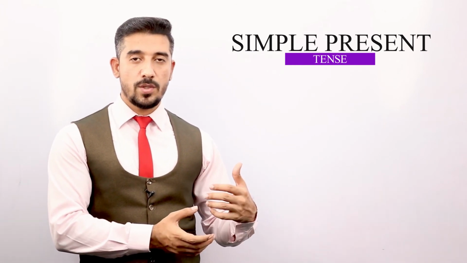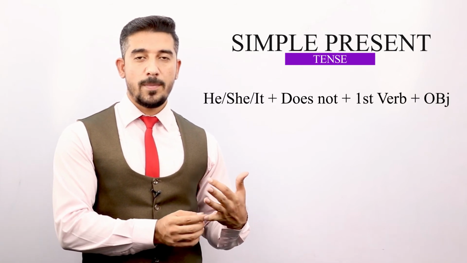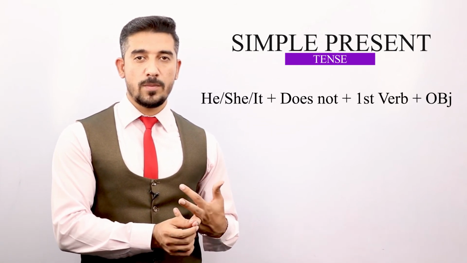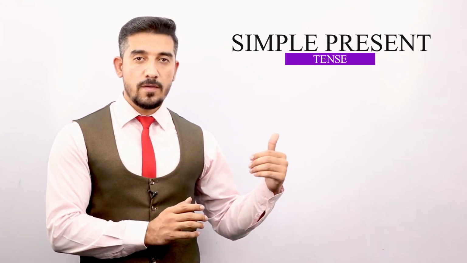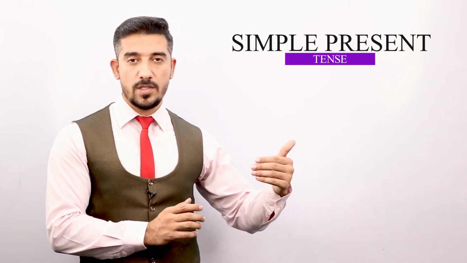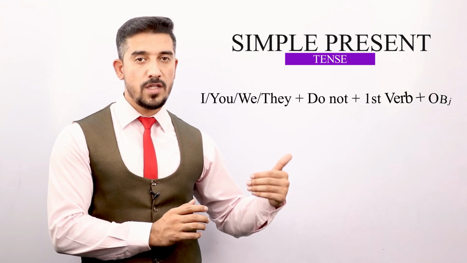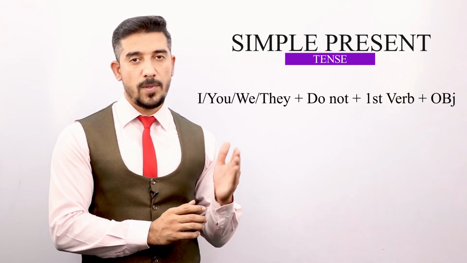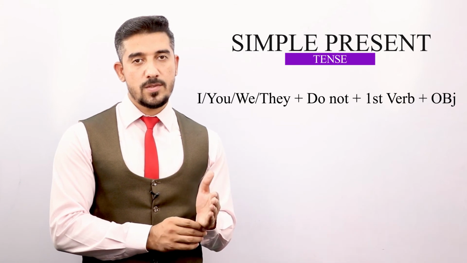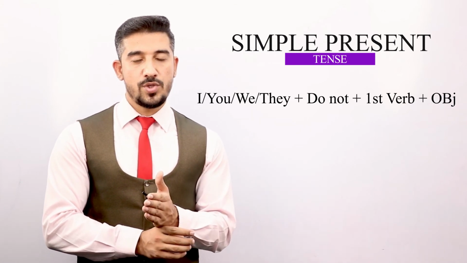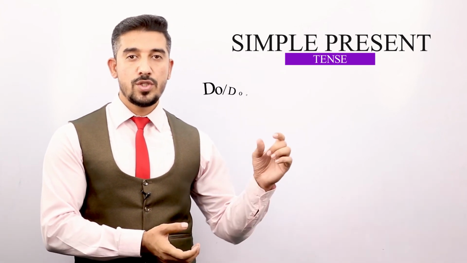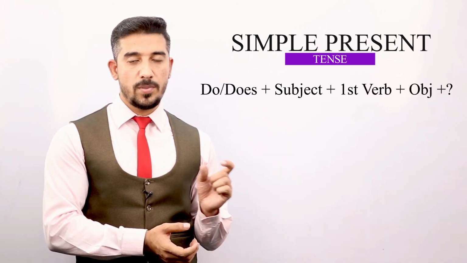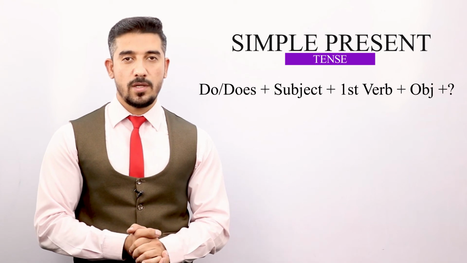For the negative structure, we have he, she, it, plus doesn't, plus base form of the verb without s or es addition, plus object. And for the rest of the subjects, for you, we, they, we have subject plus do not plus verb plus object. And for interrogative structure, we have do or does plus subject plus verb plus object in the sentence.